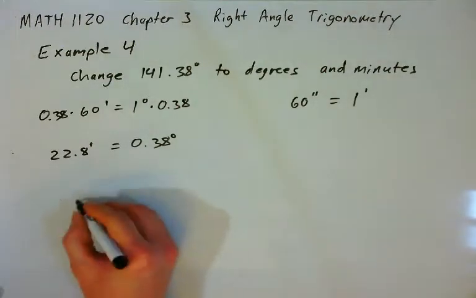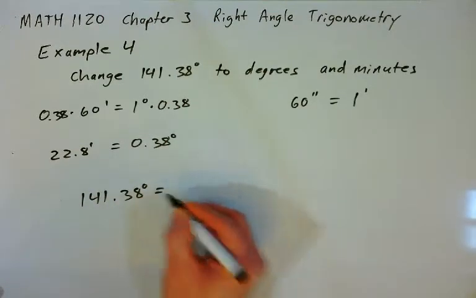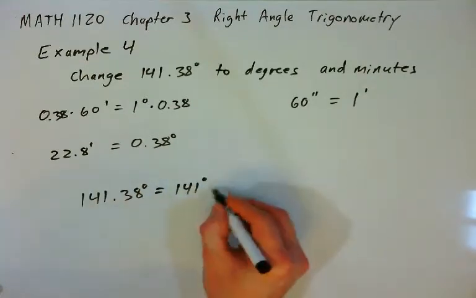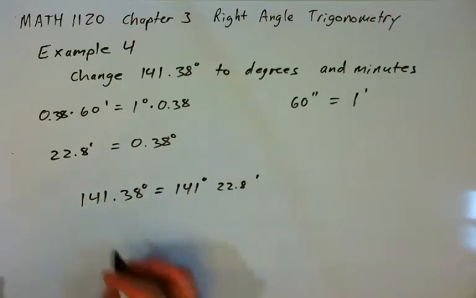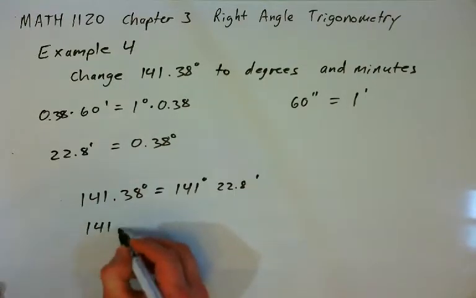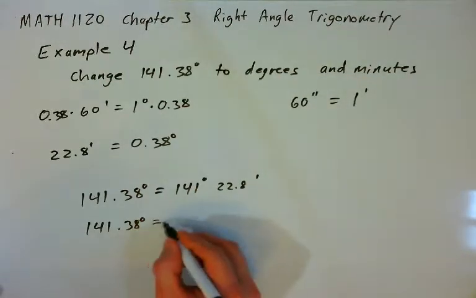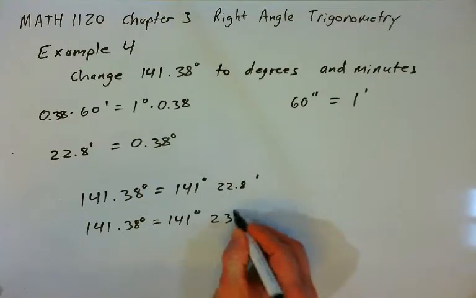And so this 0.38 of a degree is 22.8 minutes. And so that means that the angle 141.38 degrees is going to be equal to 141 degrees and 22.8 minutes. Now if you look in the book, they would have you round this answer because they only asked us for degrees and minutes. And so the book would have you round this to 141 degrees and 23 minutes.